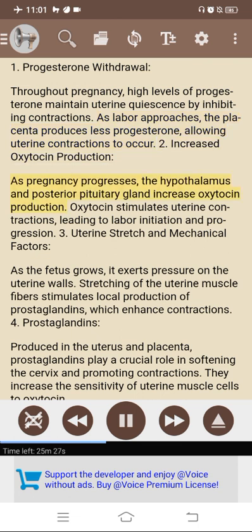2. Increased oxytocin production. As pregnancy progresses, the hypothalamus and posterior pituitary gland increase oxytocin production. Oxytocin stimulates uterine contractions, leading to labor initiation and progression. 3. Uterine stretch and mechanical factors. As the fetus grows, it exerts pressure on the uterine walls. Stretching of the uterine muscle fibers stimulates local production of prostaglandins, which enhance contractions.